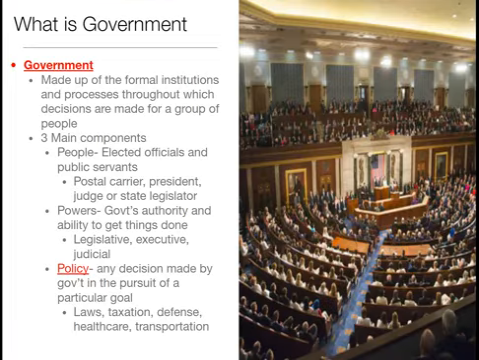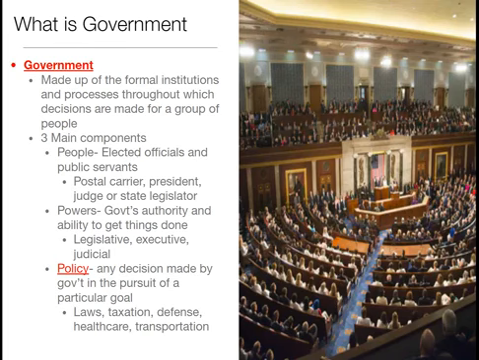What is government? Government is made up of the formal institutions and processes through which decisions are made for a group of people. The 3 main components of a government are the people, powers, and policies. People can be represented by elected officials and public servants. For example, postal carriers, the president, judges, state legislature.